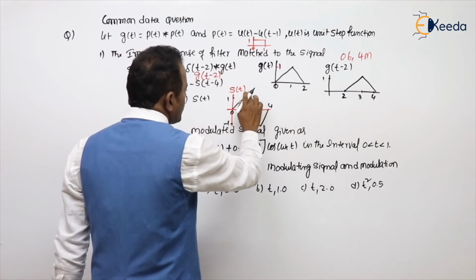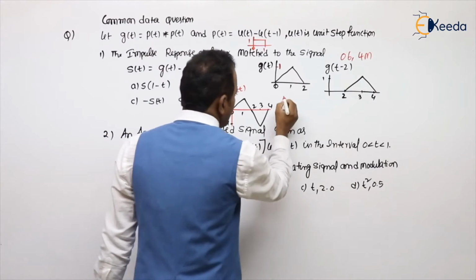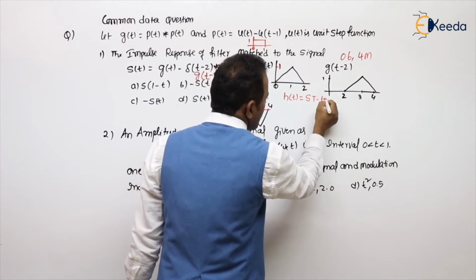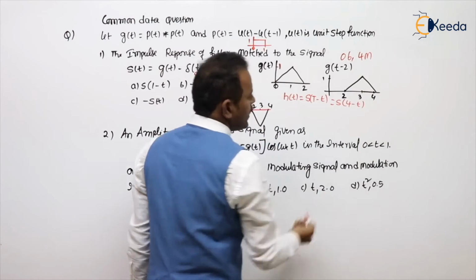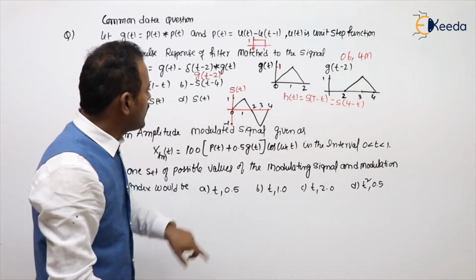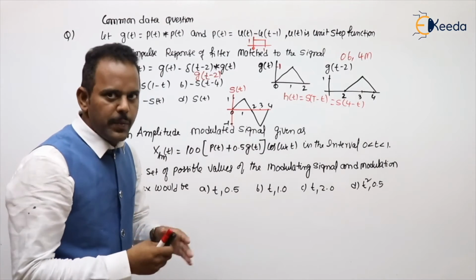Now, what is the impulse response of a matched filter? We know h(t) is nothing but s(T minus t). What is the capital T, sir? Duration of the input, sir. What is the duration of the input? Duration of the input is 0 to 4 seconds. So calculate that and compare the both.